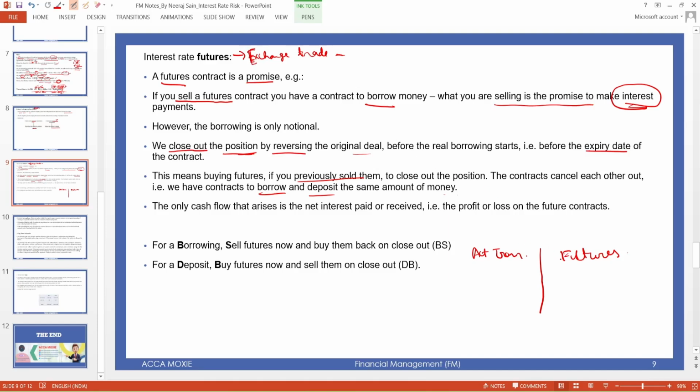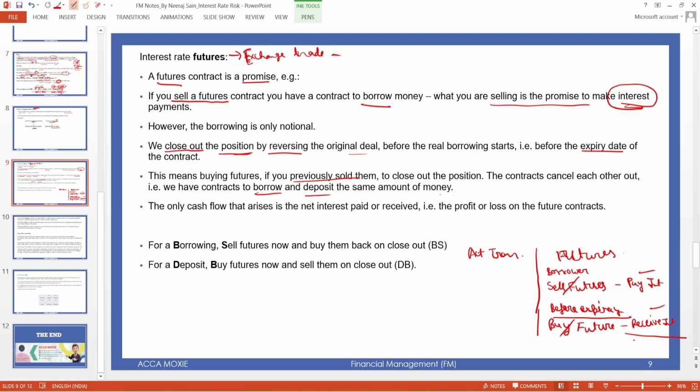Okay, but let's do this. I will explain this. The actual transaction is separate from the futures. If you are a borrower, you sell futures. But when you sell futures, you pay interest. But before closing, before the expiry date, you will buy the future, which means you receive the interest. So these cancel out each other, and you will only have to pay or receive the interest.